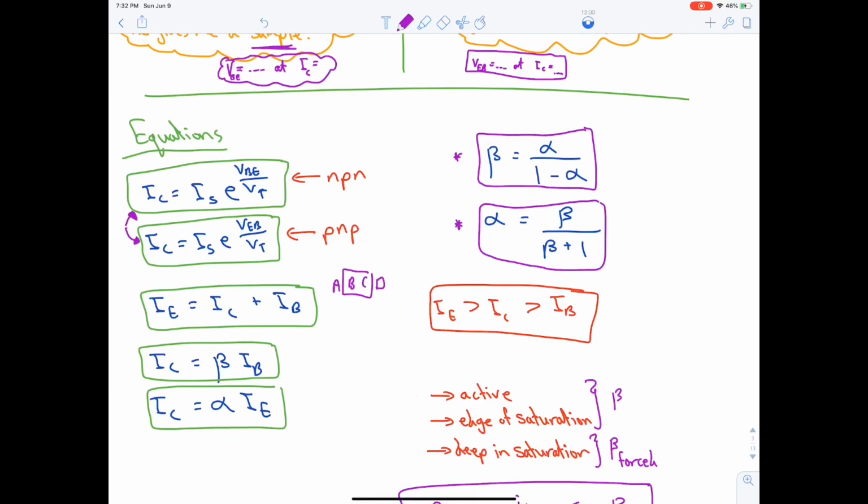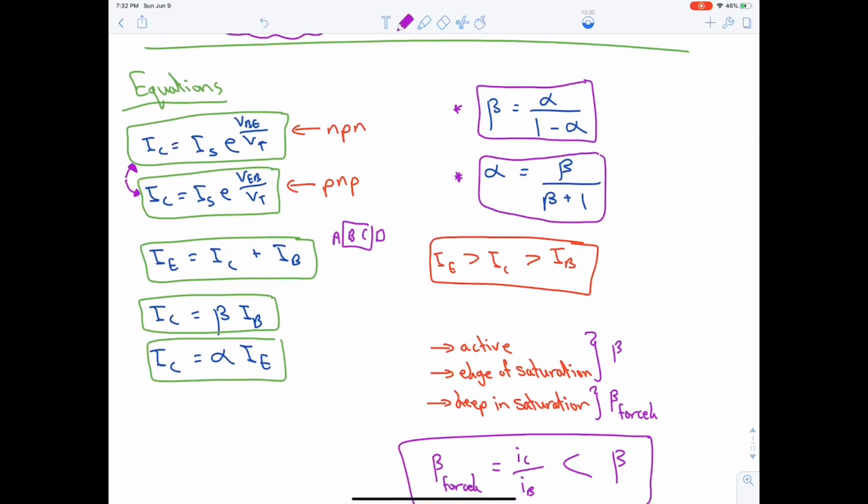Now, if you're analyzing a transistor and you found all the currents, there's a way to check whether your answer is correct or it's wrong. The current across the emitter has to be the largest number, and the current across the base has to be the smallest number. IC should be between IE and IB.